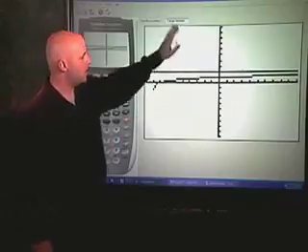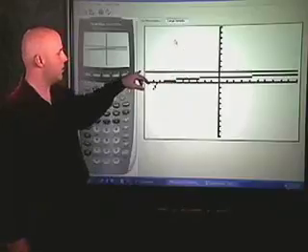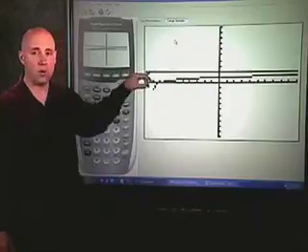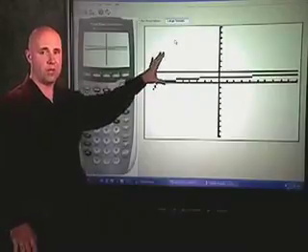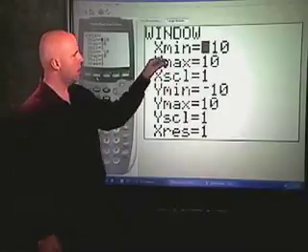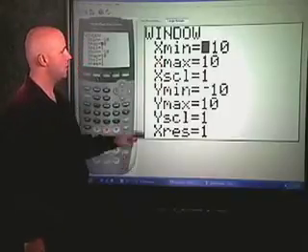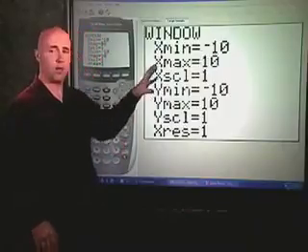You also notice a lot of white space in the y direction. We don't need all that. In fact, we're looking for an intersection point that has a y coordinate of 2. So we don't need our max and min in the y direction to be much beyond 2. So we'll go to our window setting. X min we can leave at negative 10, because we know our intersection point is further out in the positive direction. Our x max, we want to pick a bigger number.